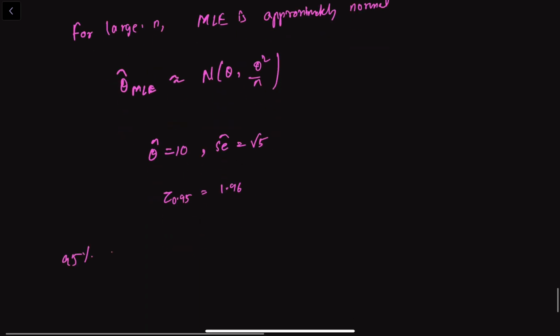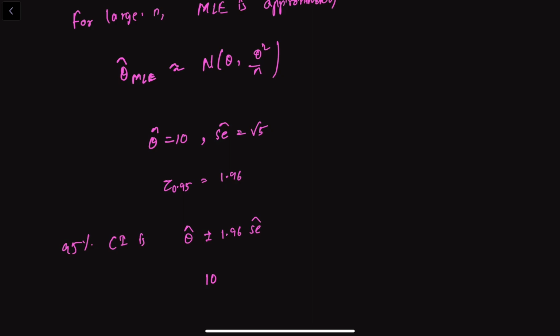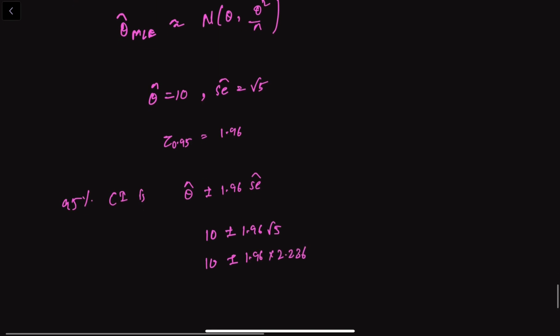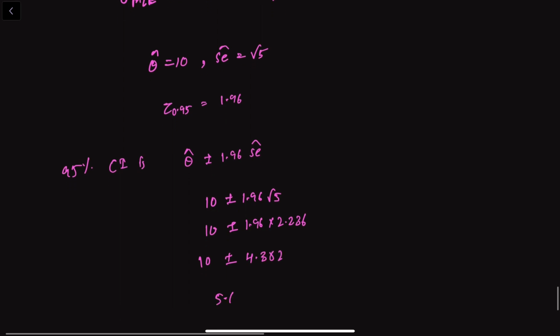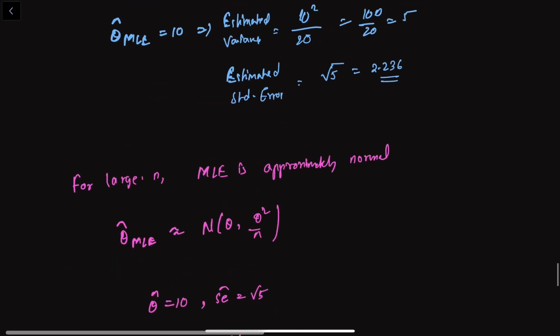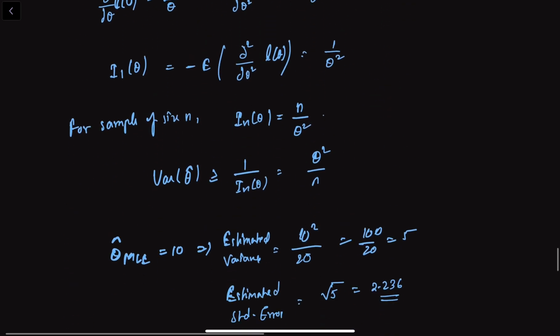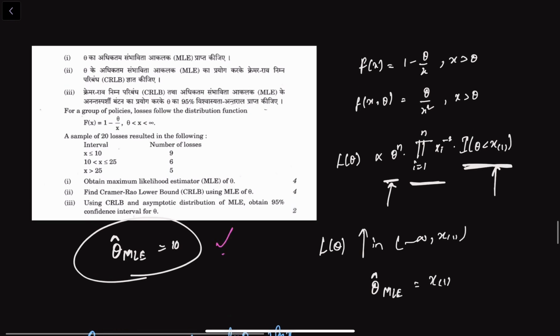Therefore the 95% confidence interval would be theta hat plus or minus 1.96 times the standard error. That is 10 plus or minus 1.96 into root 5, which is 10 plus or minus 1.96 into 2.236, which is 10 plus or minus 4.38, giving approximately 5.62 to 14.38. So this is an approximate 95% confidence interval for this theta. And these are the variance and estimated standard errors, and this would be our MLE. So that's it for this video. We'll meet in the next video.